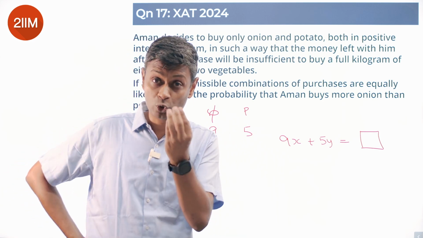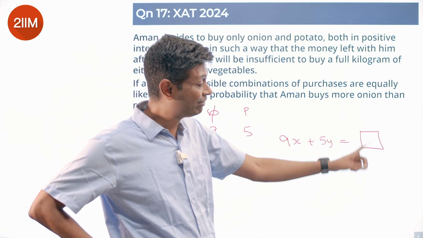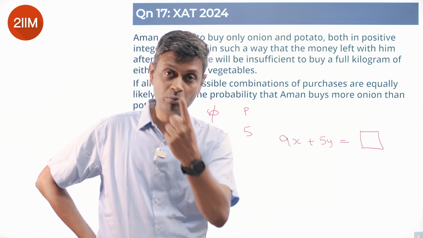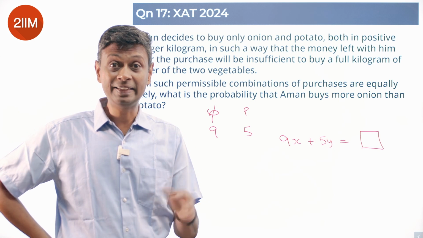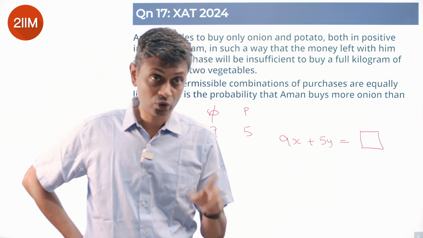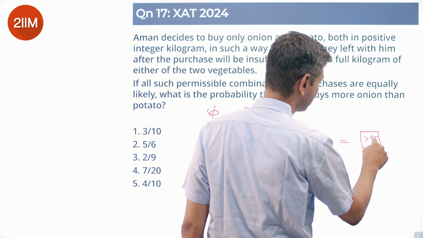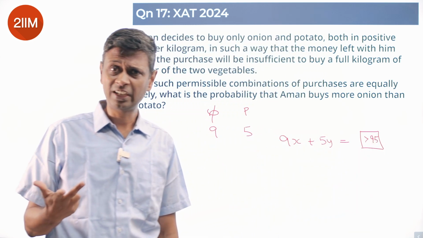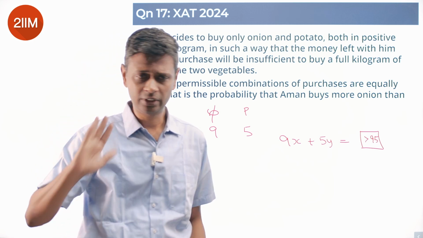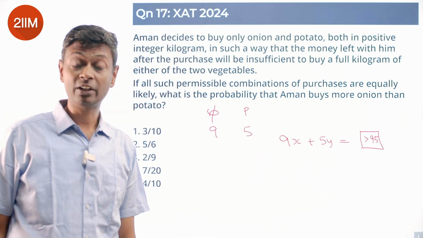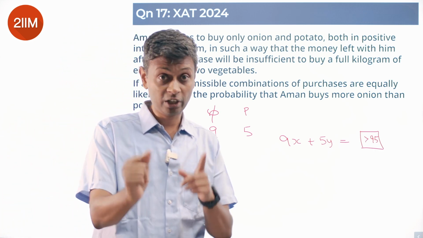Or he has 100 rupees to go with. If this were 95, he can buy 1 more kilogram of potato. 94, he can buy 1 more kilogram of potato. 90, he can buy even onion. So this number is greater than 95. Could be 96, 97, 98, 99, even 100. He has nothing remaining, he spends everything. That's good. But it cannot be less than 95. It cannot be 95 or lesser, because then he can buy 1 more of this.